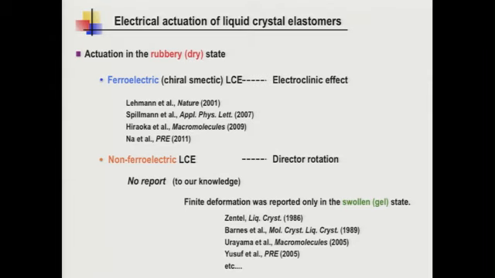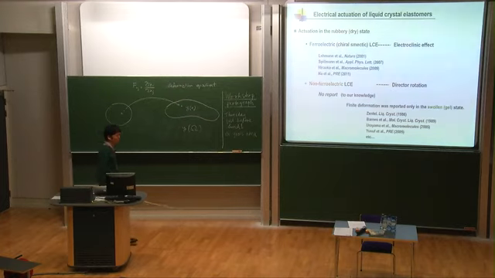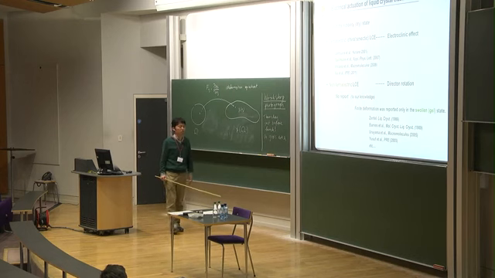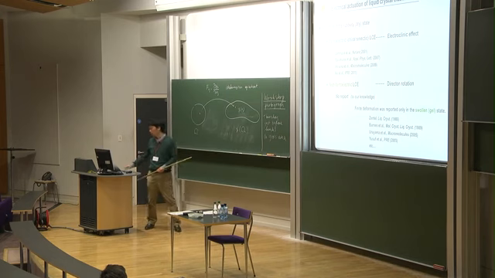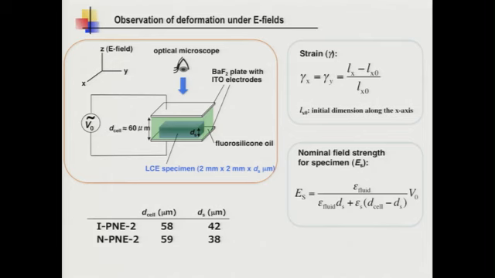But now we know the softness of the isotropic genesis polydomain, so we tried the electrical actuations for those samples. The experiment is very simple. An elastomer is put in this cell. The cell has transparent electrodes. The point is that the gap of the electrodes is larger than the film thickness.